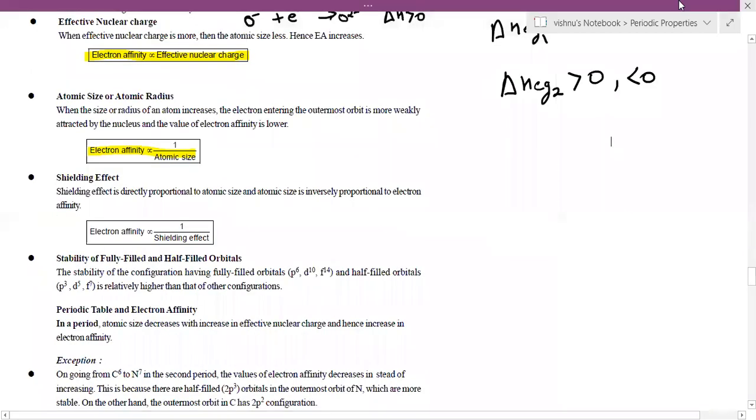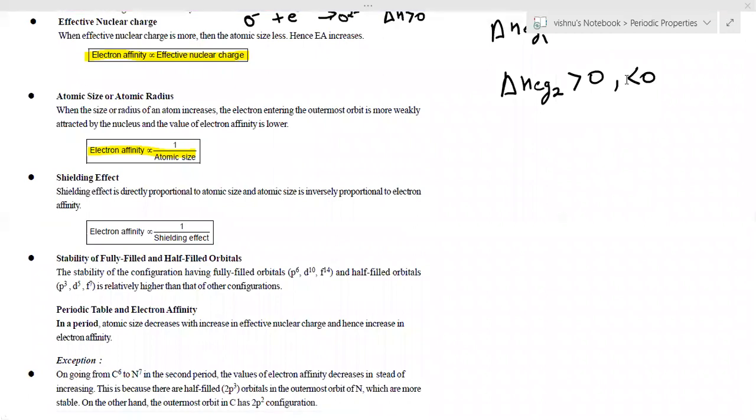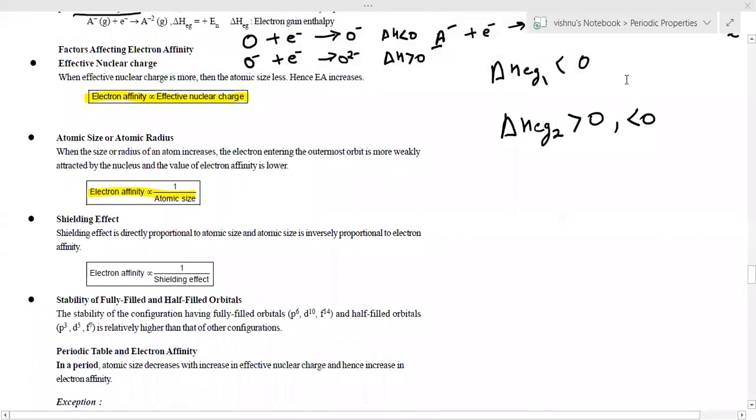Okay. So this is the general trend. This is the general order. So you just have to focus on effective nuclear charge. Electron affinity is directly proportional to effective nuclear charge. So whatever factor affects the effective nuclear charge will affect electron affinity accordingly. When atomic size increases, effective nuclear charge decreases, hence electron affinity decreases. If shielding effect increases, effective nuclear charge decreases, hence electron affinity decreases. Right? Everyone got this?